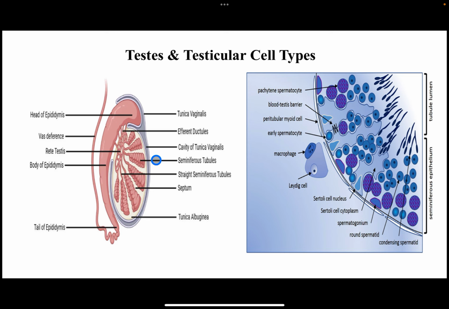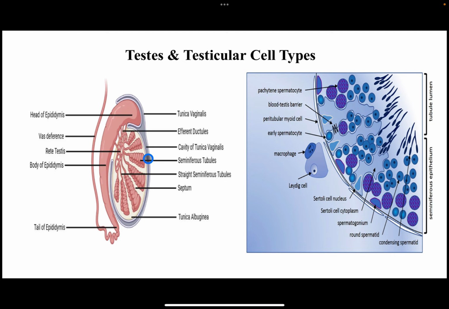So we have the seminiferous tubules. Then we have the outermost layer that we call the tunica vaginalis. So this is the outermost layer of the testis, the tunica vaginalis. From the outermost layer, we have a cavity that we call the cavity of the tunica vaginalis.